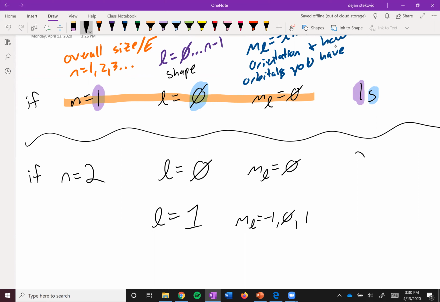And so we say this is a 2s orbital. Again, the 2 comes from the n. The s comes from the fact that this is a 0. And there's only one of them. And you know there's only one of them because there's only one m sub L. So there's only one orbital.